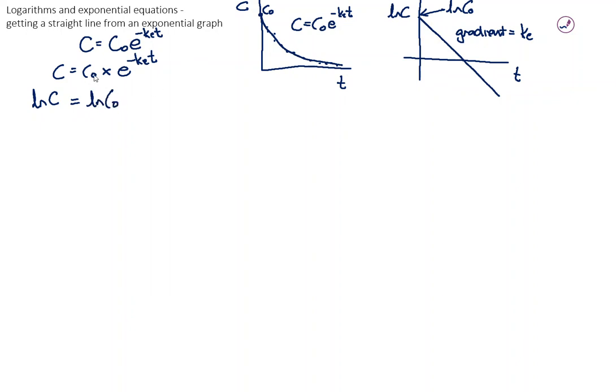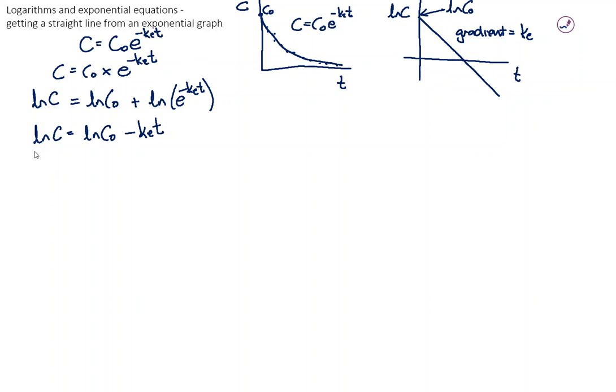If you remember, if you've got two terms that are multiplied by each other, you can add the powers, and the log is the power to which the base is raised. So it's ln of C0 plus ln of e to the minus Ke t. Now, the log is the power to which the base is raised, so ln of e to the minus Ke t is just minus Ke t. So ln C equals ln C0 minus Ke t.